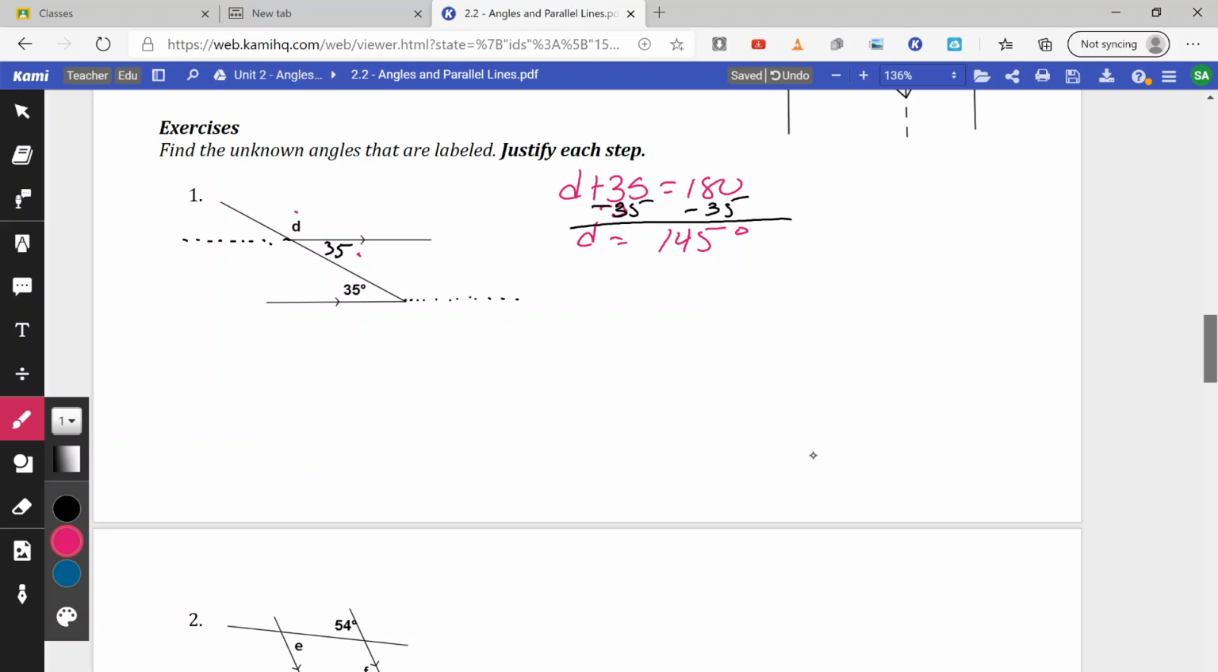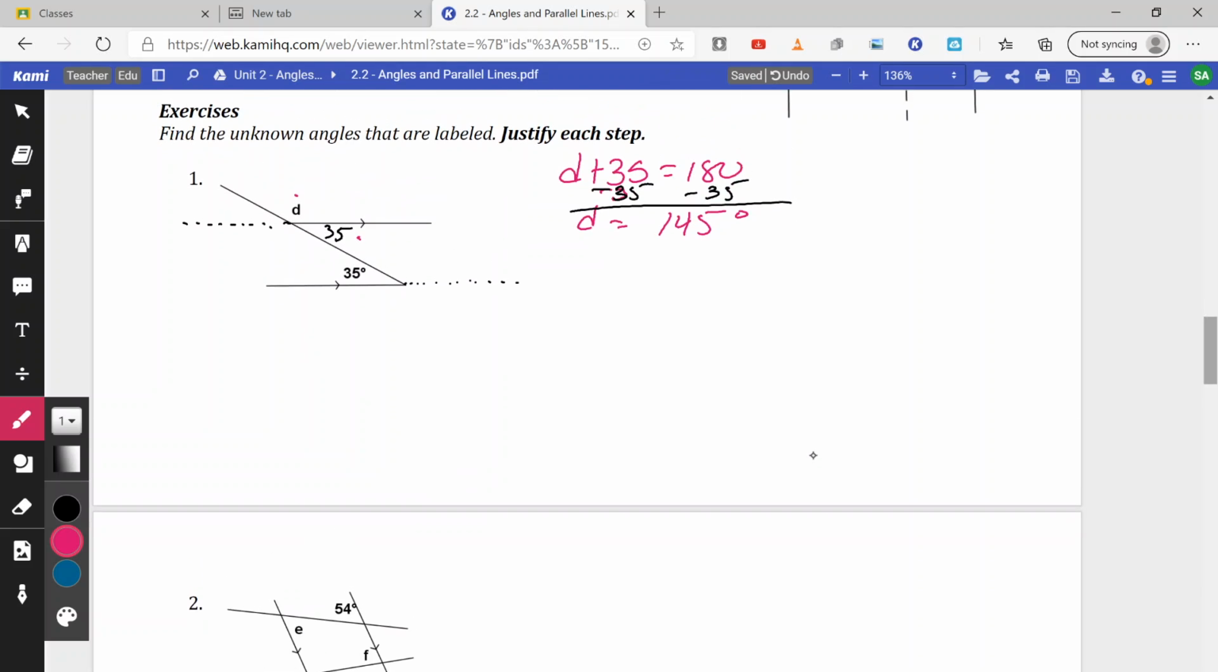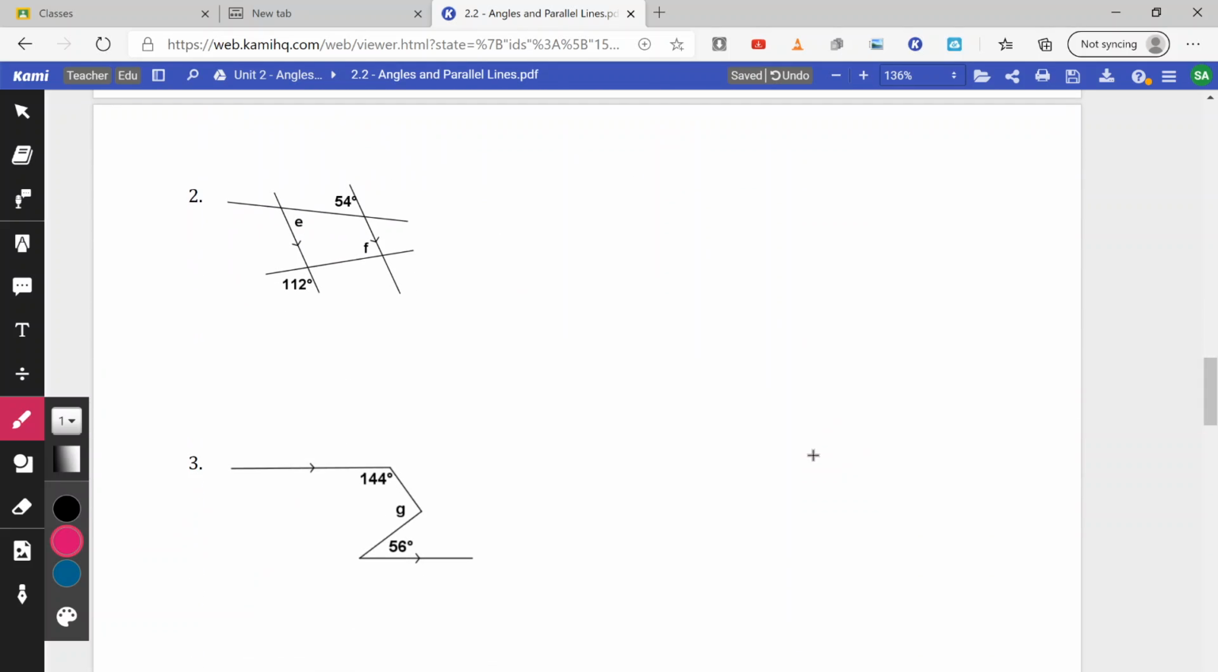So that one was relatively simple. Now our second one, we have two parallel lines, and notice we have two transversals here, so we have to really pay attention. Again, it's not too difficult. If I want to find E or F, to find E, I'm only going to focus on this top part here. So we already know these two lines are parallel. This is cut by a transversal.